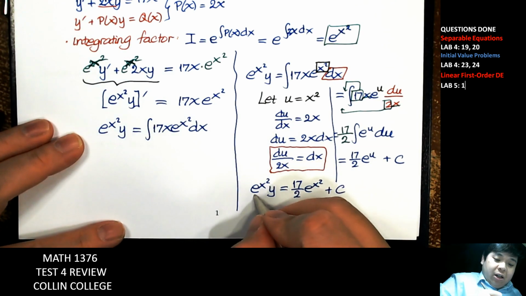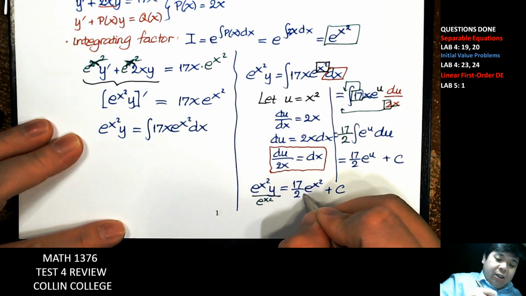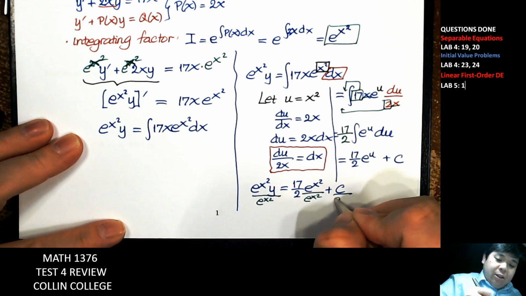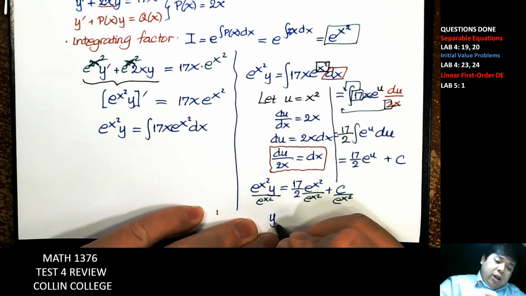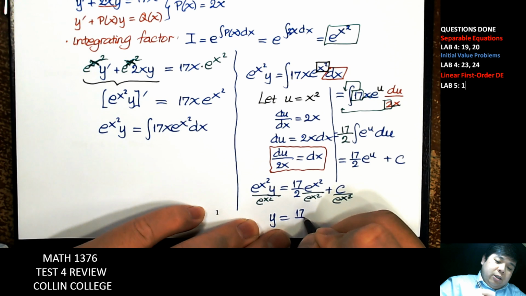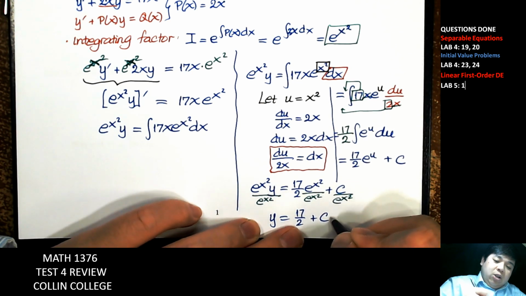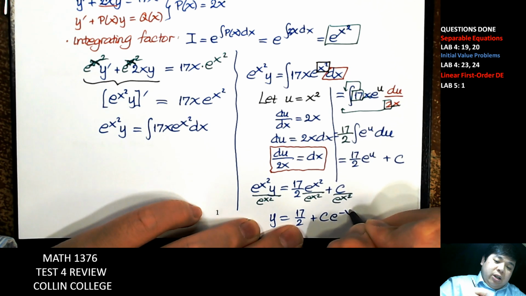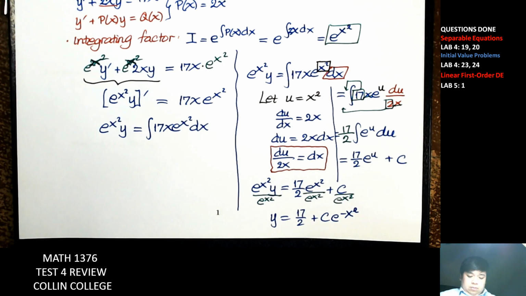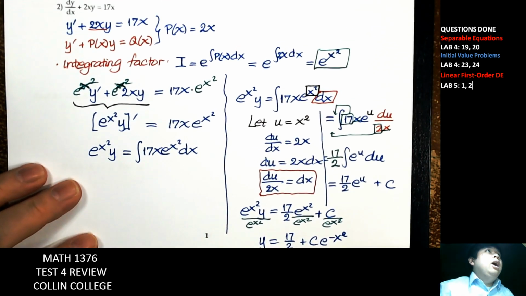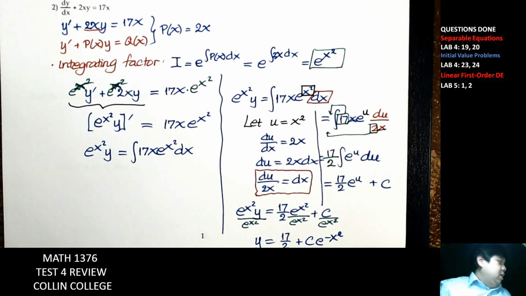Now we just need to divide by e to the x squared. And we just have y, that cancels out, and e to the x squared moves to the top and becomes e to the negative x squared. So that is number 2.